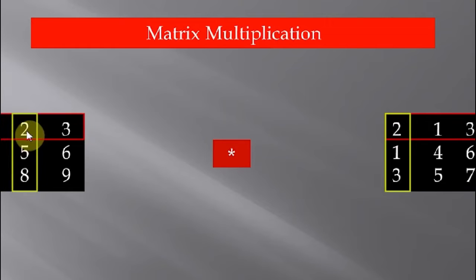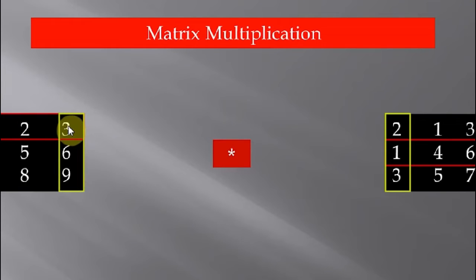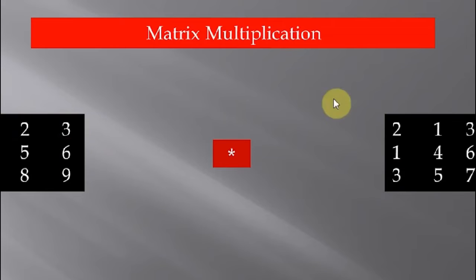After that, we will change the column of the first matrix and multiply it with the element which is at the second row, first column of the second matrix. Then we will choose the element which is at the first row, third column of the first matrix, and multiply it with the element which is at the third row, first column of the second matrix. Now, after each multiplication, we will be adding them together. That will give us the first element of the resultant matrix.